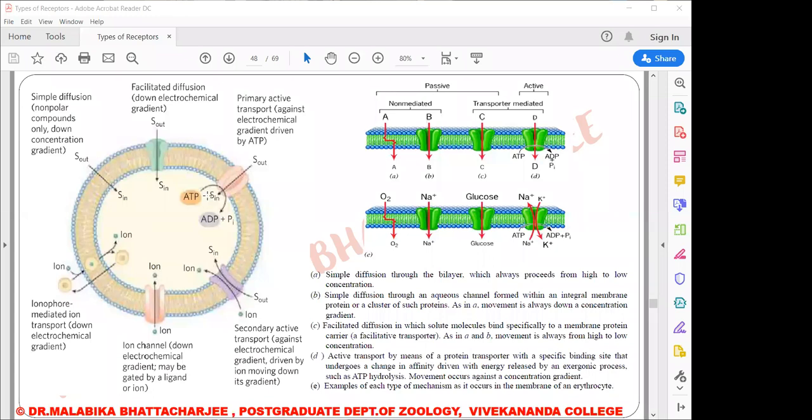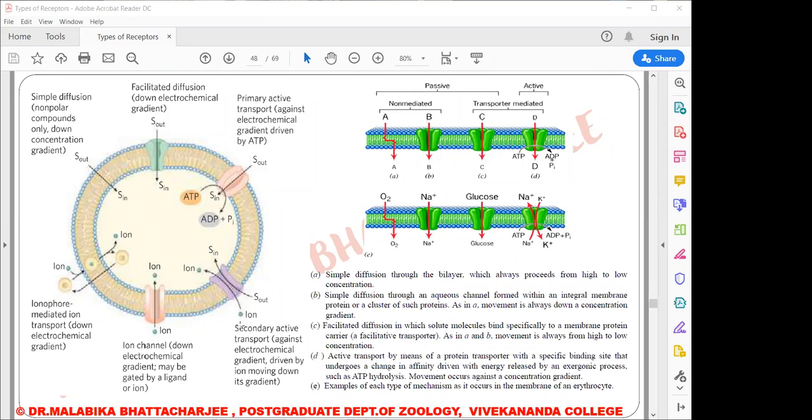Then what is secondary active transport? Secondary active transport is when a molecule is moving down the electrochemical gradient. Suppose, let us say, this is an ion. The ion has a higher concentration on the outside and a lower concentration on the inside. So for this ion, it is a facilitated diffusion. The ion is moving from a higher concentration to a lower concentration.